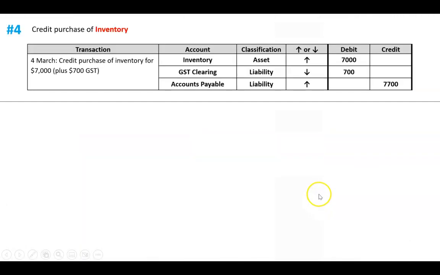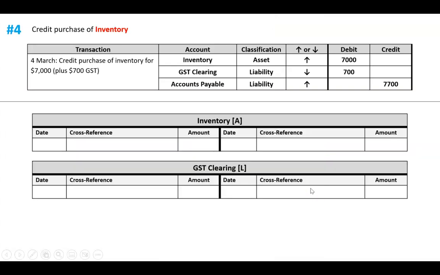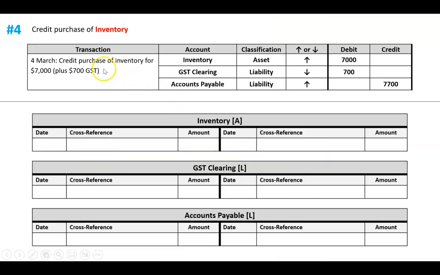Got to put that in ledgers now. So we're going to need 3 ledgers: an inventory ledger, GST clearing ledger, and an accounts payable ledger. So let's take it one at a time. We've got inventory as a debit on the 4th of March for $7,000. So we do 4th of March, debit $7,000. GST clearing is a liability, which is a debit on the 4th of March here. And then lastly, accounts payable is a credit on the 4th of March for $7,700.